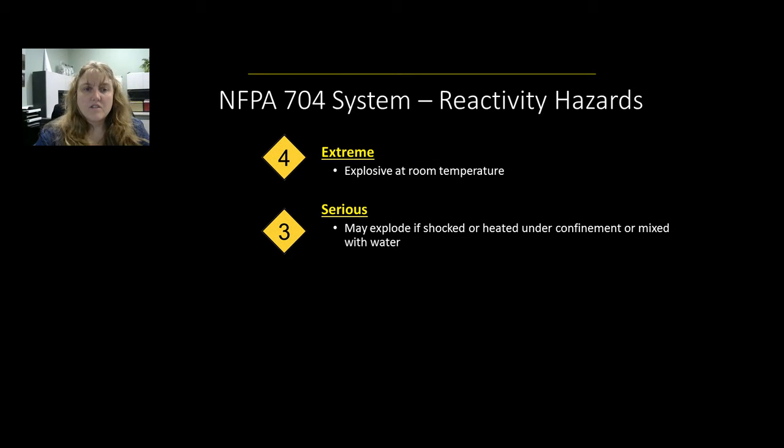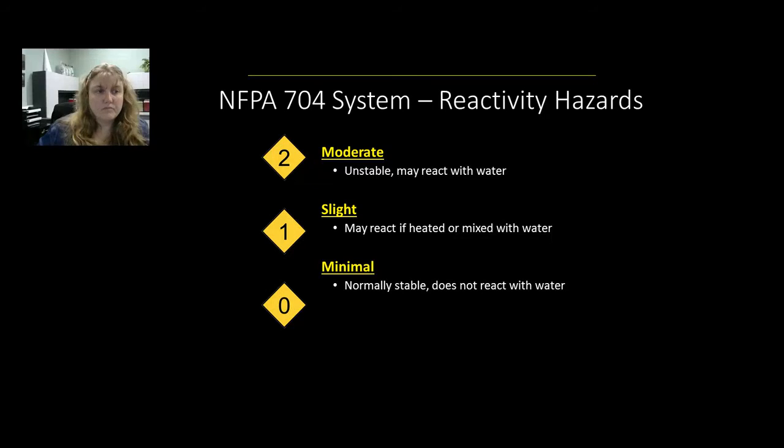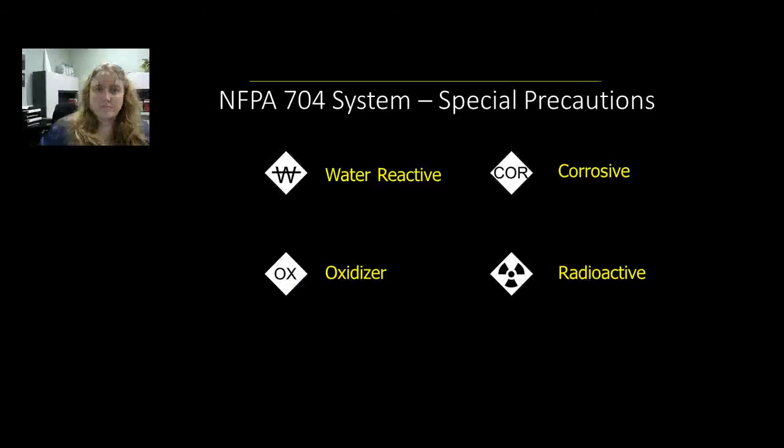With the yellow, this is your reactivity hazard. So how reactive is it to the environment? If it has a level 4, it's considered extreme and it's explosive at room temperature. If it's a 3, it's serious and could explode if subjected to shock or heat under confinement or mixed with water. A 2 is moderate, so we're looking at something that is unstable and may react with water. A 1 is slight reactivity, may react if heated or mixed with water, and then minimal is a 0. It does not react with water at all.